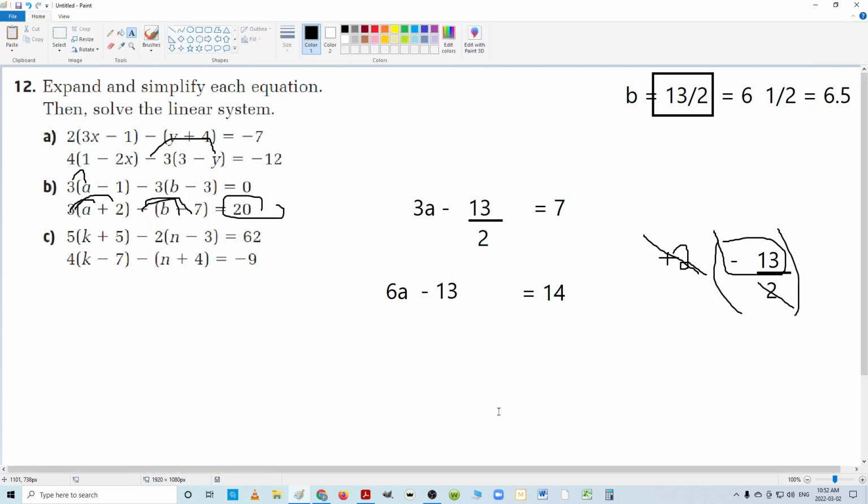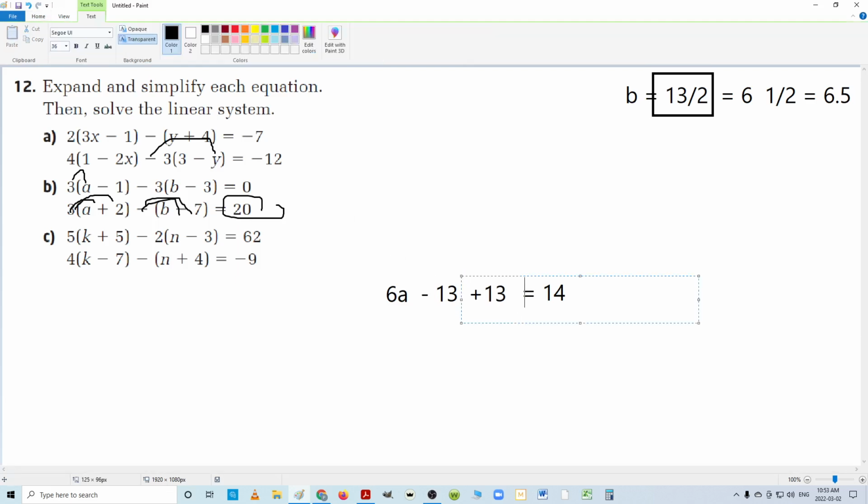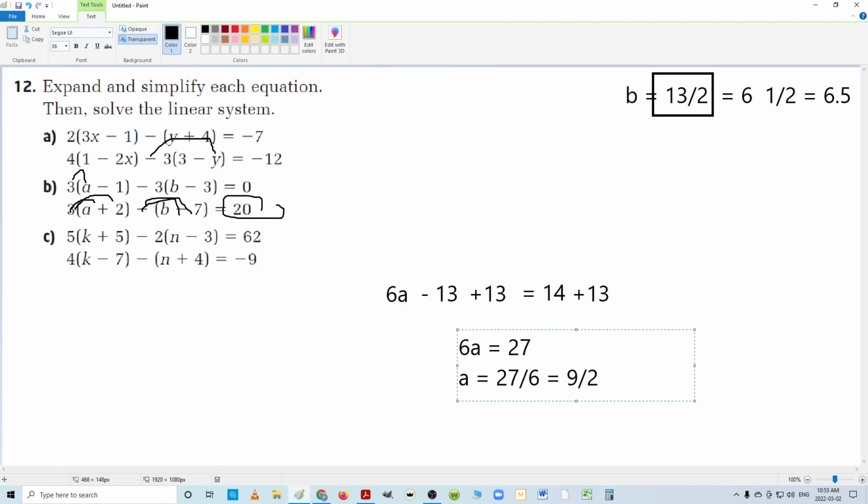And that's a good thing to always learn, because you want to make your life simple. So this is a little easier to do. I add 13 to both sides. It obviously disappears on the left side. I'm left with 6a is equal to 27. I divide both sides by 6. 27 over 6, they can both be divided by 3, and that's the same as 4.5.